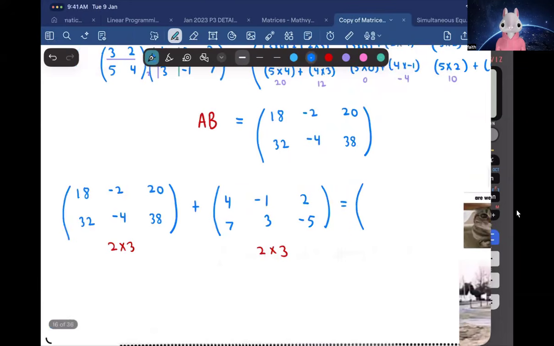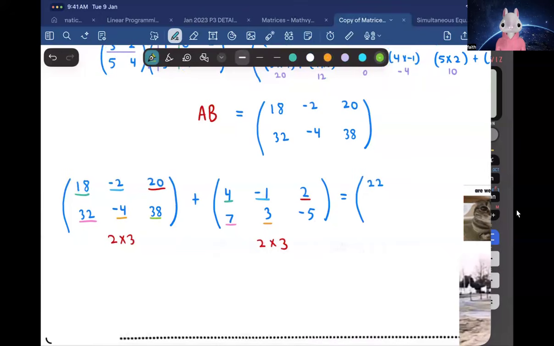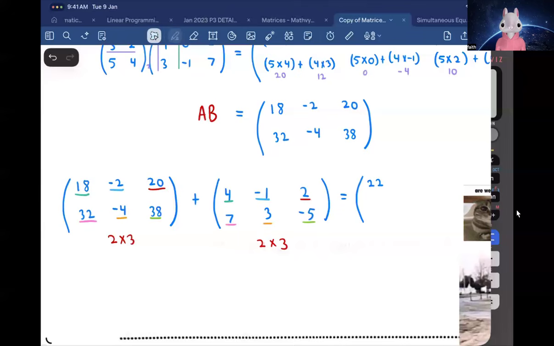So what's 18 plus 4? 22, sir. 22, right? What's this? Let's do minus 2 minus 1. I'm going to just underline. -3. I just underline everything so you can see it better, so that everybody can see exactly what I'm talking about.